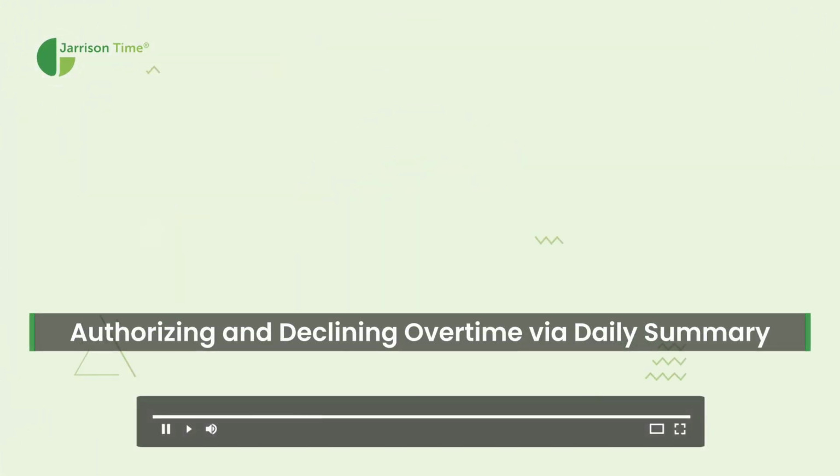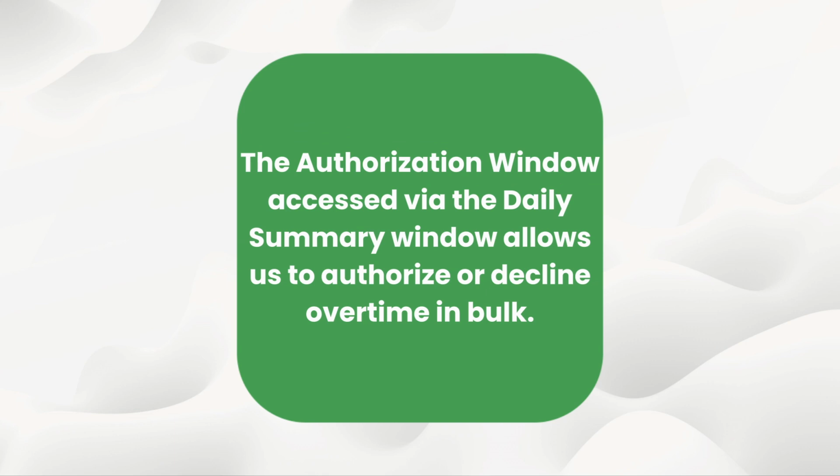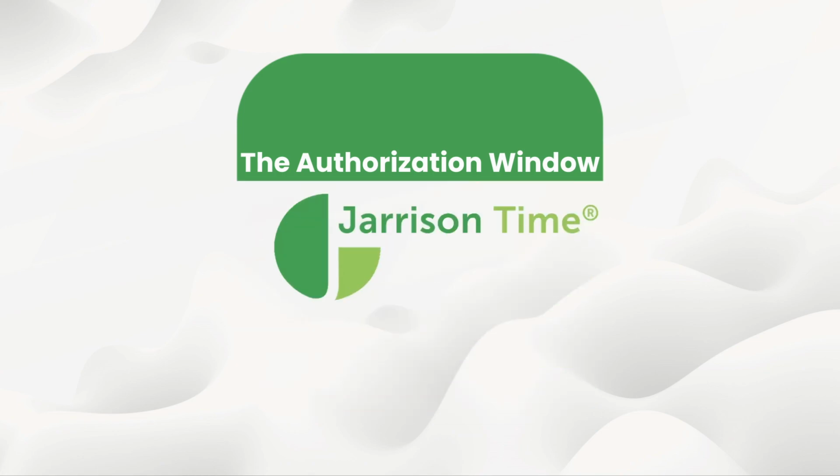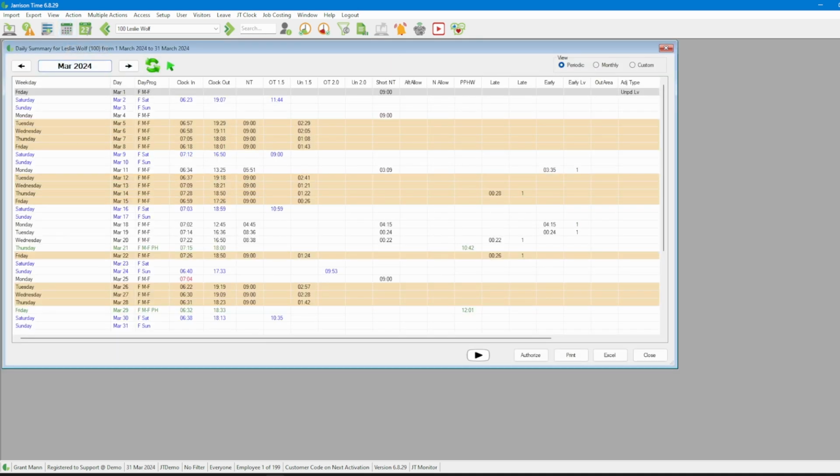In the following video, we'll be taking a look at authorizing and declining overtime via daily summary. The authorization window accessed via the daily summary window allows us to authorize or decline overtime in bulk. Once we have opened Jarrison Time, we'll head over to the icon bar and click on the daily summary icon, opening the daily summary window.